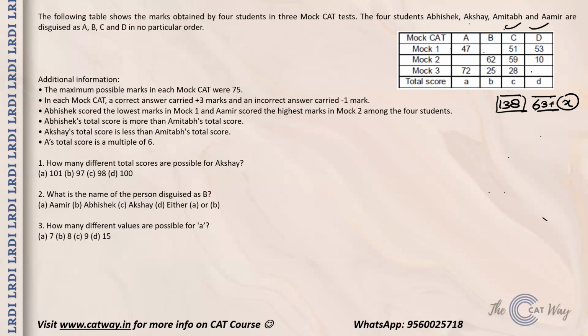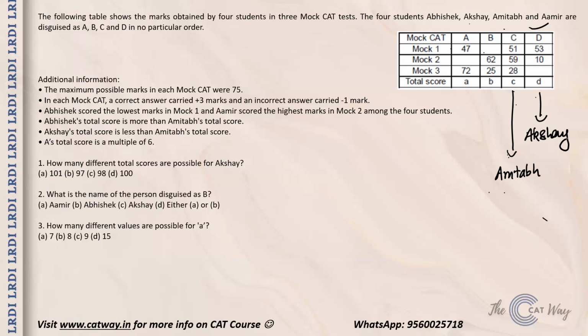That means this guy will be Akshay, because the score of C is always greater than that of D, right? D can equalize it, but that case is also not possible because they cannot have equal scores. Okay, so that means the person who is disguised as C is basically Amitabh, and the person who is disguised as D is Akshay. All right. Now talking about Abhishek and Amir.